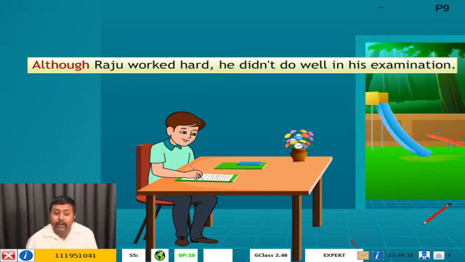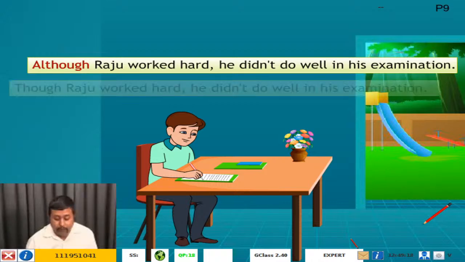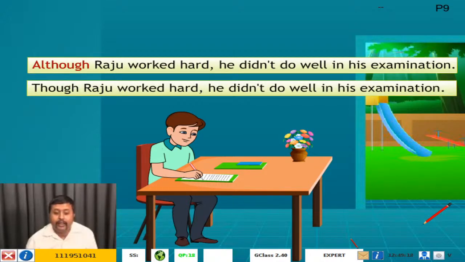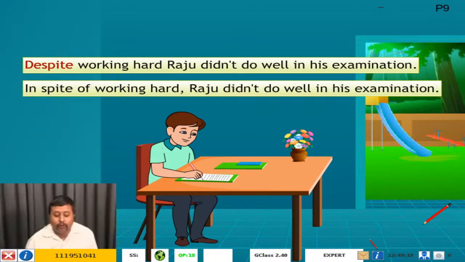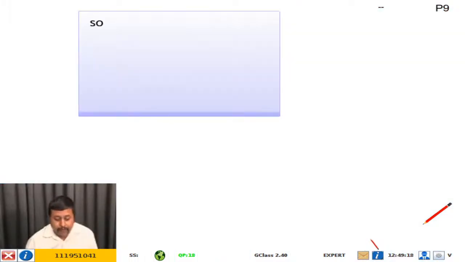Then again, we have a word, although. Although Raju worked hard, he didn't do well in his examinations. Again, we joined two sentences using one word. Though Raju worked hard, he didn't do well in his examination. Another word, what's that? It's though, right? Despite working hard, Raju didn't do well in his examinations. Another similar word. What's that? It's despite. In spite of working hard, Raju didn't do well in his examination. Another word is what? In spite of, right?